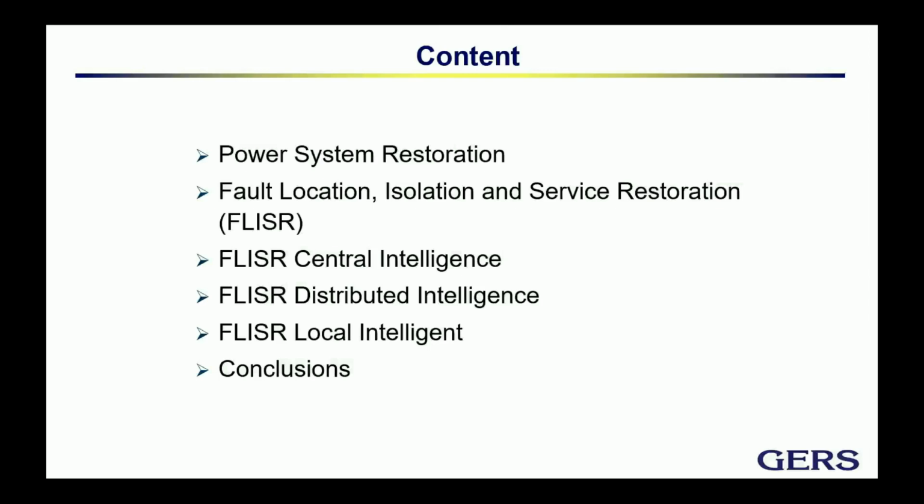Then we will talk more about the function that we will refer mainly in this presentation, the FLISR, that stands for fault location, isolation, and service restoration. Then we will talk about the 3 types of intelligence that we find today to operate distribution systems, and those are central intelligence, distributed intelligence, and local intelligence. Finally, we will wrap up and have some conclusions about the main topics offered in this presentation.